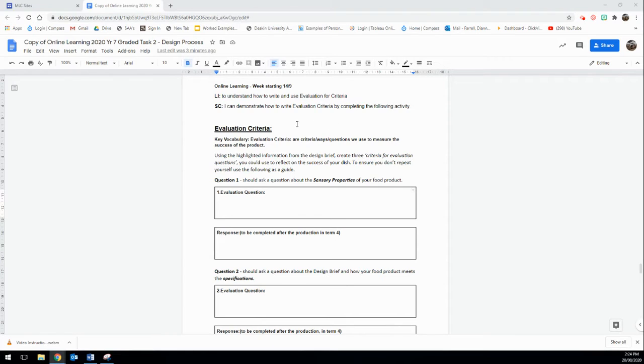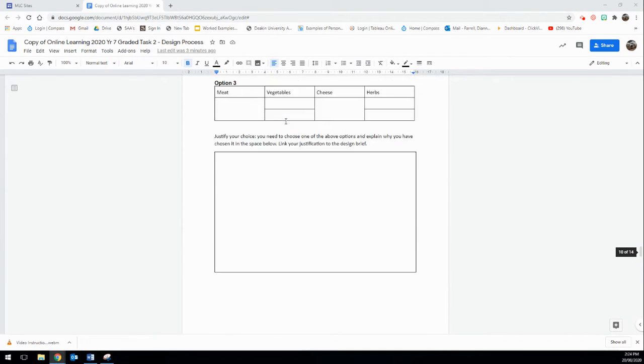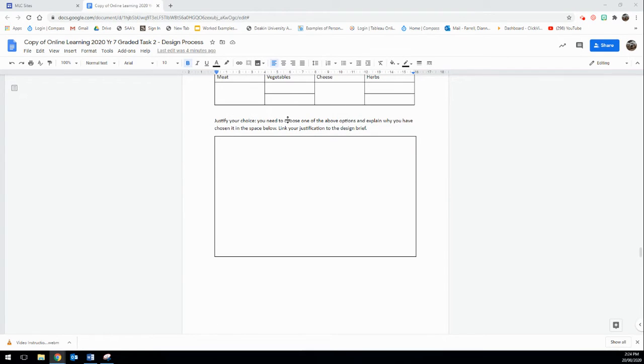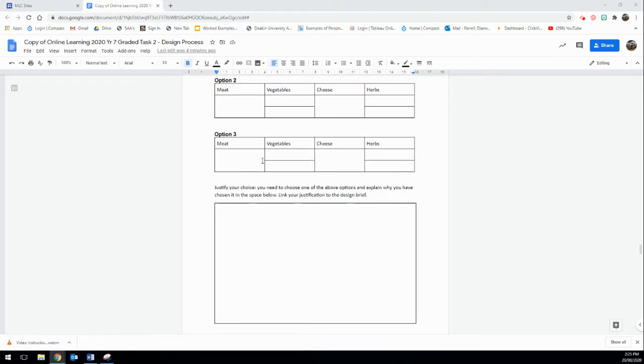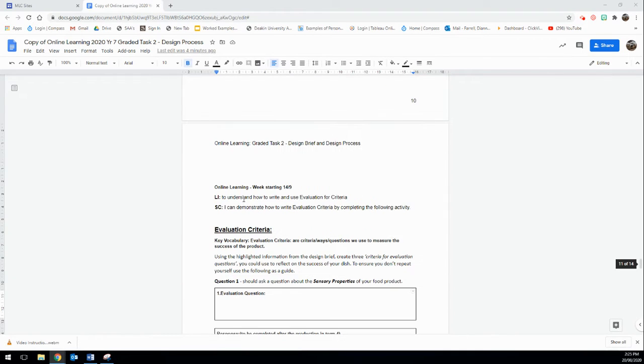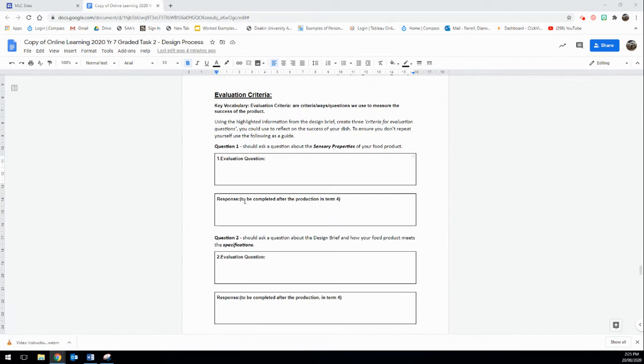So you may need to have a quick reread of what we did last week, and you should have completed your 3 design options and your justification of why you have chosen the product option or design option that you have. So let's move on to the next step. Evaluation criteria. This is very important key vocabulary.